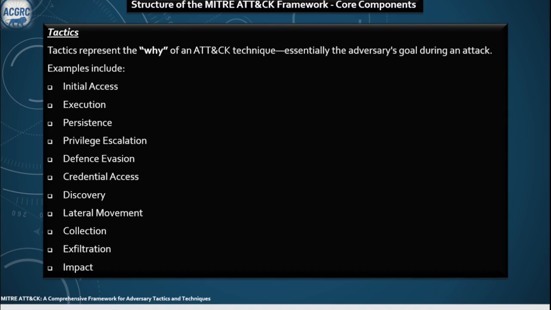First is tactics. Tactics represent the why of an attack technique, essentially the adversary's goal during an attack. Examples include initial access, execution, persistence, privilege escalation, defense evasion, credential access, discovery, lateral movement, collection, exfiltration, impact.